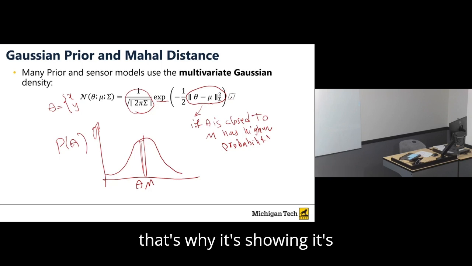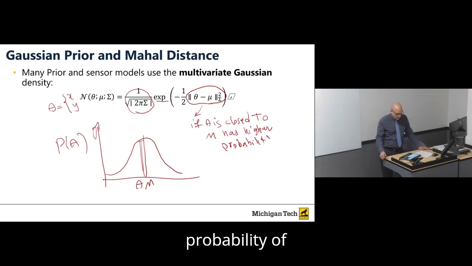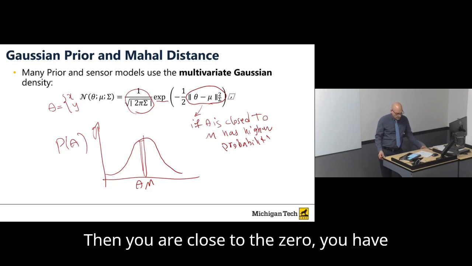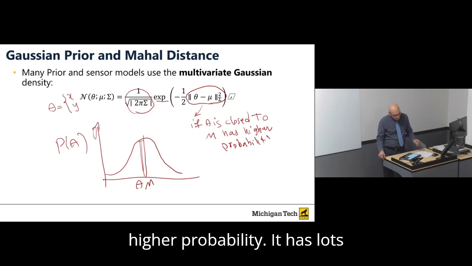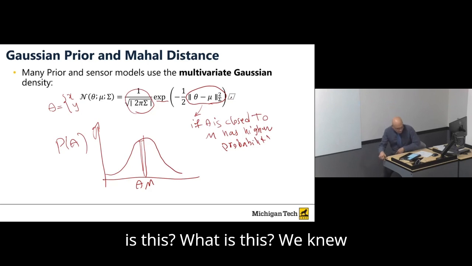So that's why it's showing the probability of the Gaussian characteristic is like that. When you are close to zero, you have higher probability. It has lots of application, we can see that. But what is this?